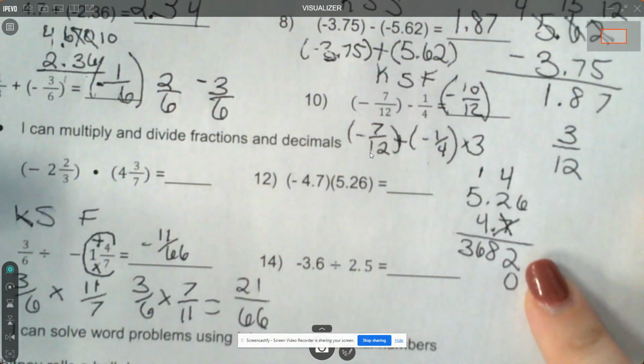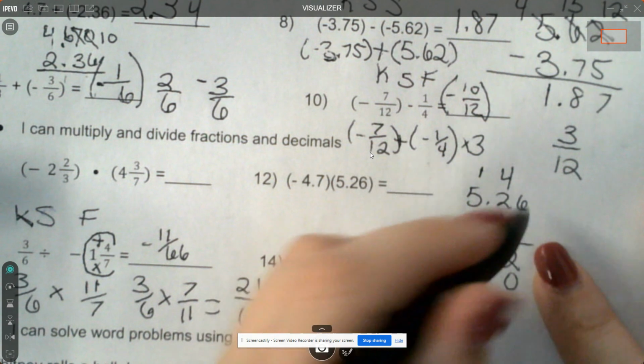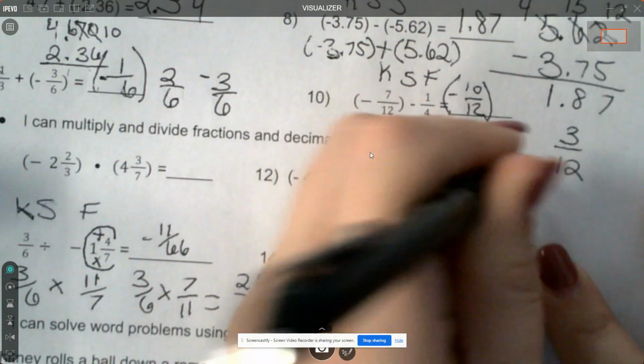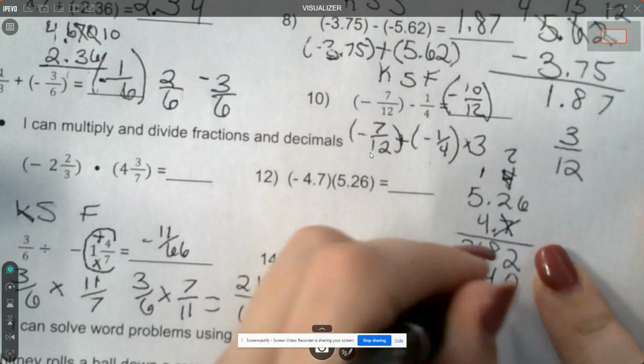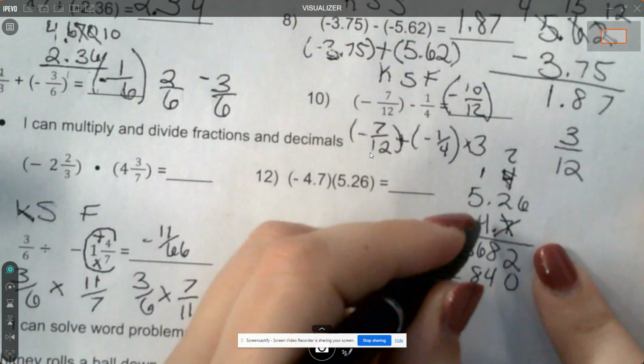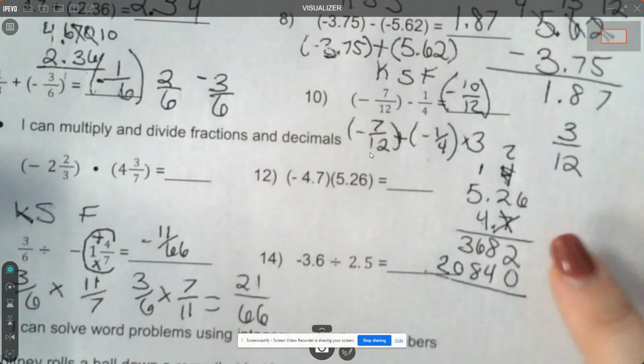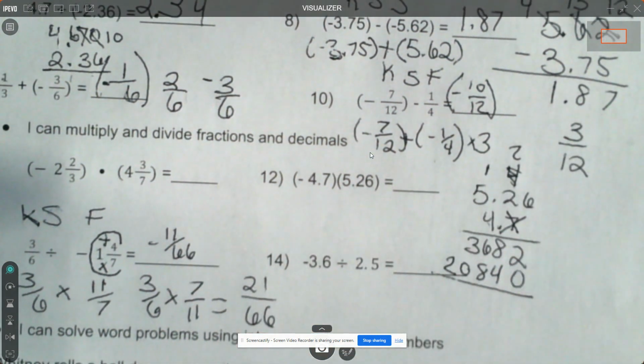And then I multiply with the 4. 4 times 6 is 24. 4 times 2 is 8. And 4 times 5 is 20. So I'm all done multiplying. Now what do I do?